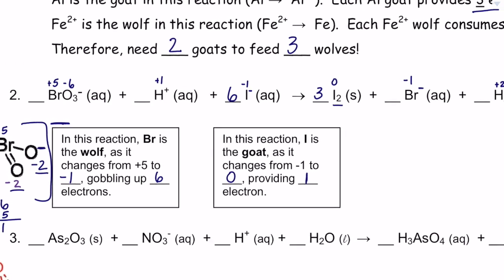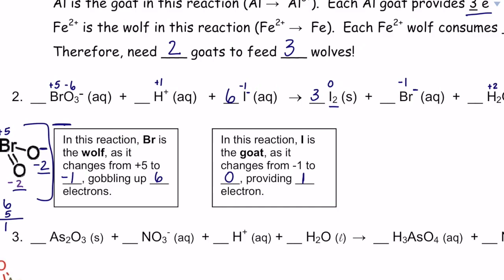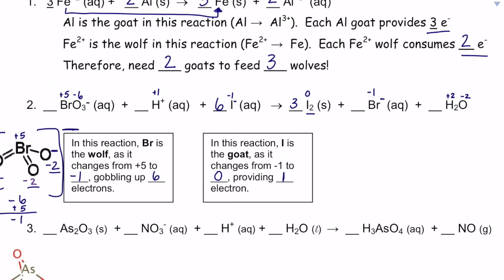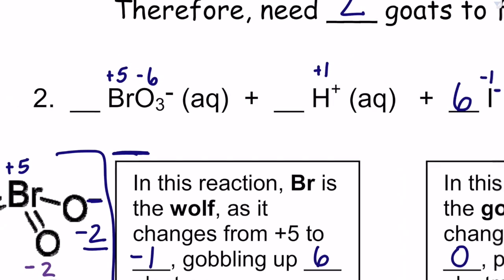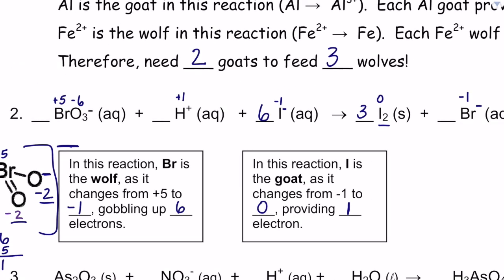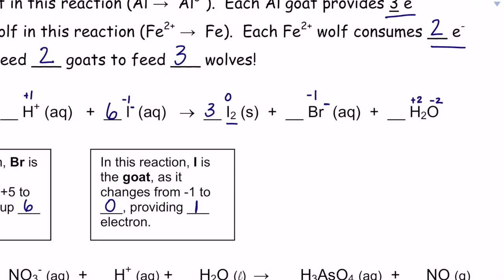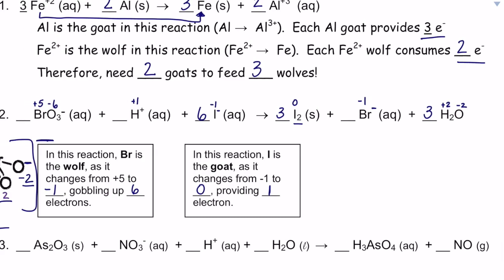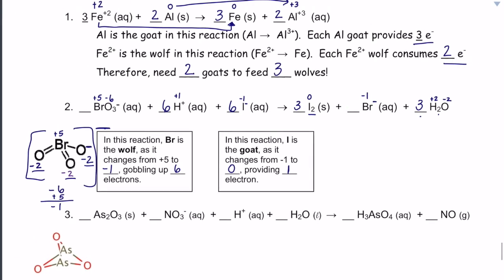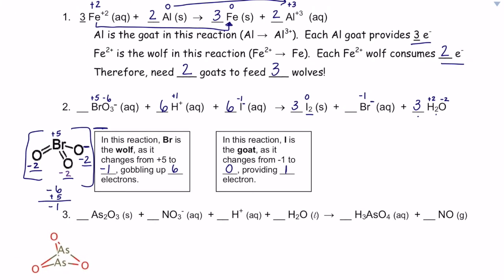We need to next balance our water. So we can balance our oxygens first. I have 3 oxygens over on the reactant side, which means I'm going to have 3 water over here. And lastly, we need to balance our hydrogens. I have 6 hydrogens on the product side because I've got 3 times 2 is 6. So I'll need 6 hydrogens over on the reactant side. And now our reaction is balanced.